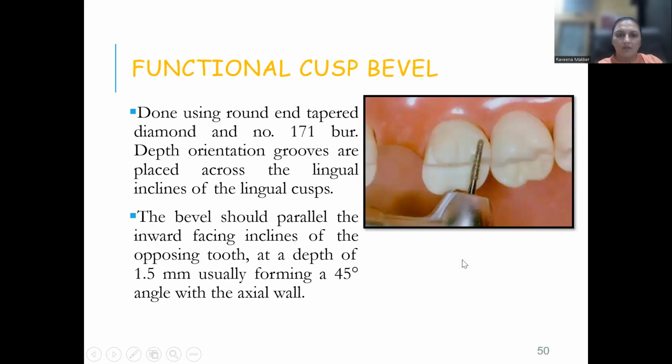Then is the functional cusp bevel. It is done using round and tapered diamond and number 171 burr. Depth orientation grooves are placed across the lingual inclines of the lingual cusps. Then the bevel should parallel the inward facing inclines of the opposing tooth at a depth of 1.5 millimeter, usually forming a 45-degree angle with the axial wall.